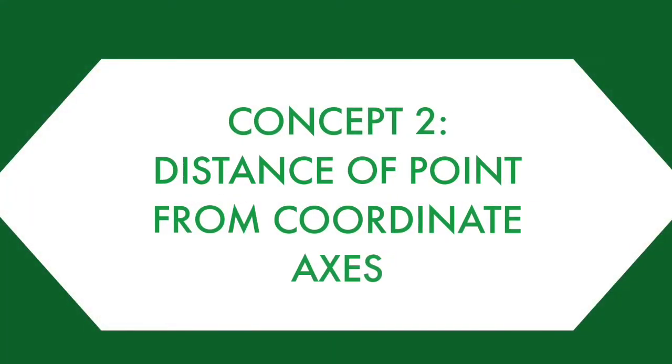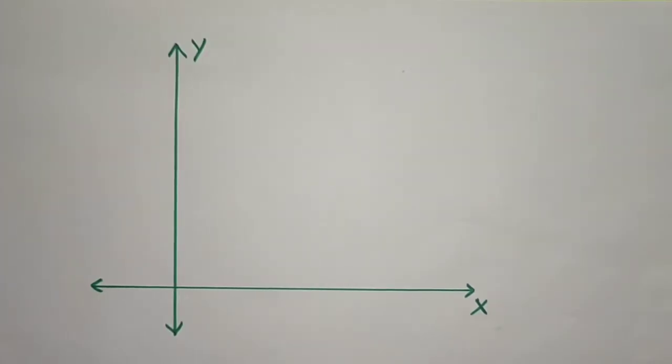So guys, let us move to the next concept, that is distance of a point from the coordinate axis, which means distance of a point from x-axis and the distance of a point from y-axis. So for that, let us consider a rectangular coordinate system, that is x-axis, y-axis and an origin. Now let us plot a point (3, 1) on this system.